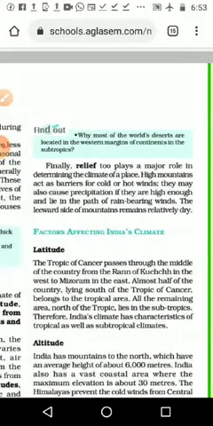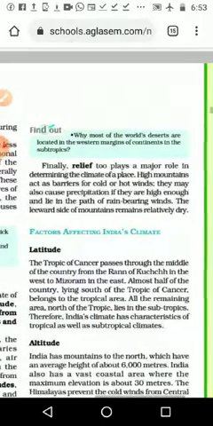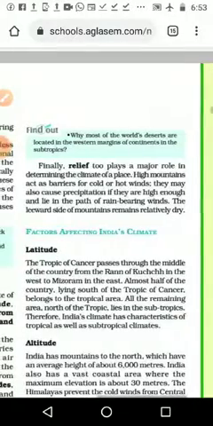So the relief features play a major role in determining the climate of places.